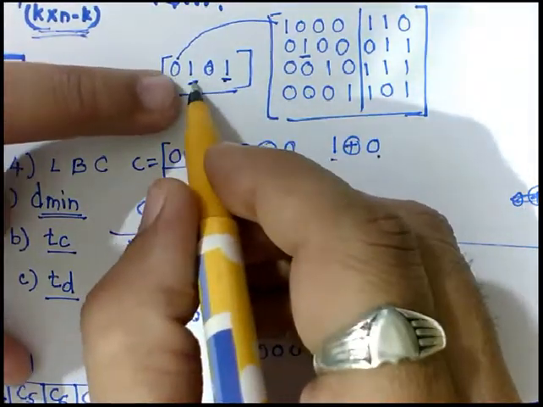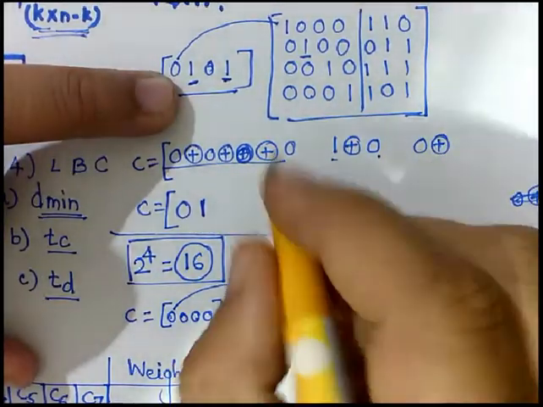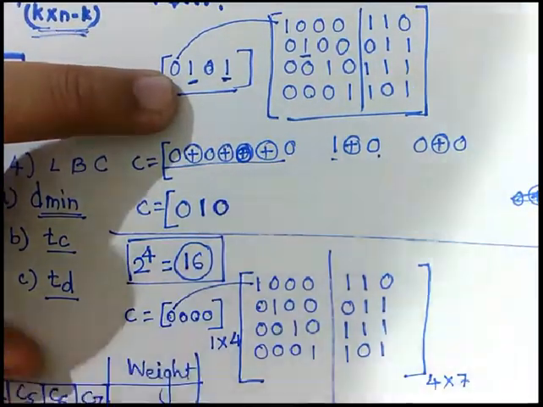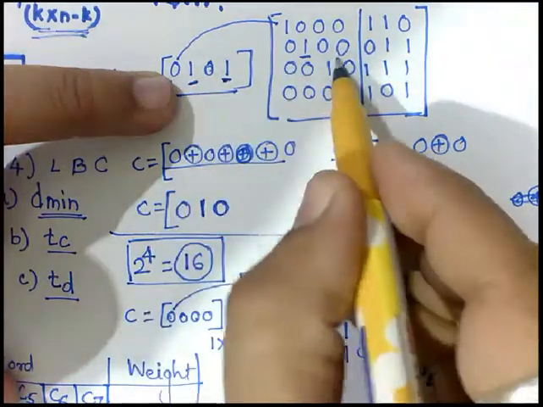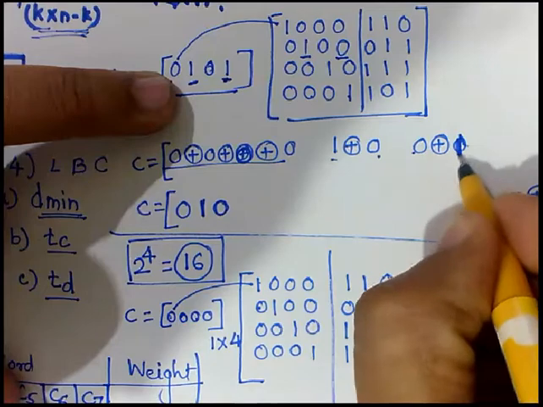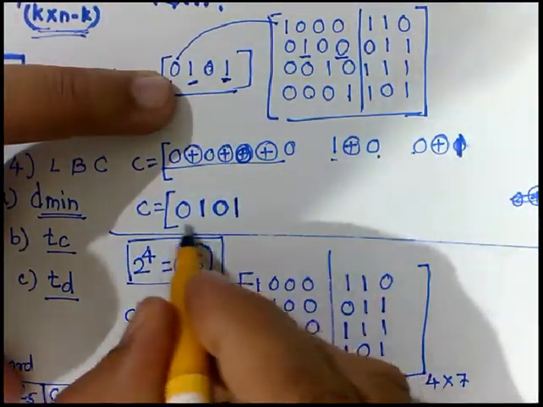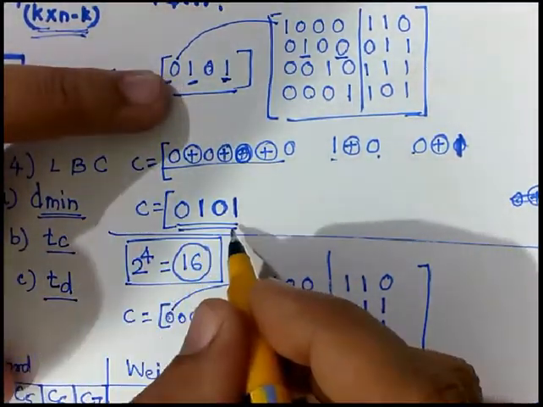Next again 1, second bit 0. So 0 XORed with the last bit, that is 0. So it is again giving me the answer 0. Next 1 into 0 0 and 1 into 1. So this will give 0 XORed with 1. So it will be 0 1 0 1. This is how it will give the value 0 1 0 1.